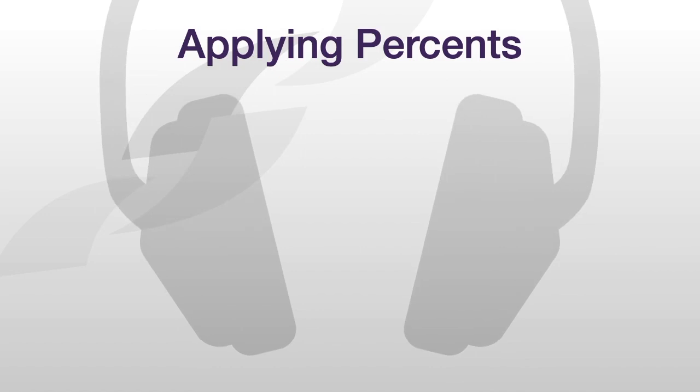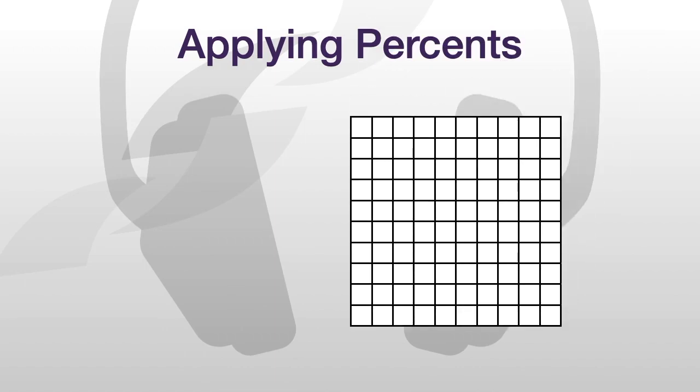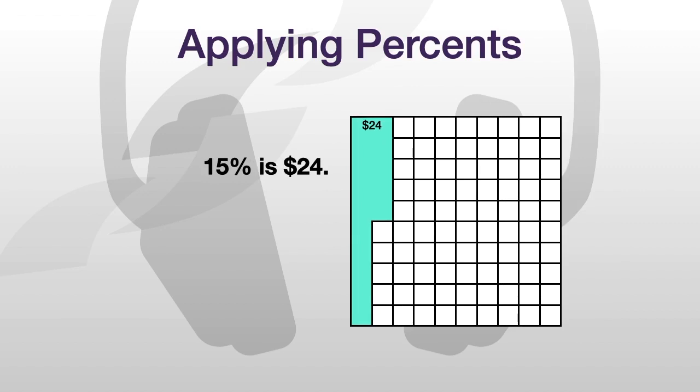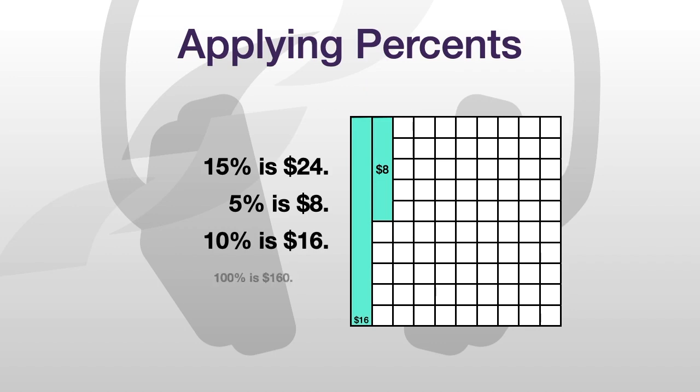The 100 grid represents the whole, the original price of the headphones. This part represents the discount, 15% or $24. 15% is made up of 3 rectangles of 5%. So each of these rectangles represents 1/3 of $24, $8. 2 of these rectangles make 10% or $16. If one column represents $16, then 10 columns represents $160, the original price of the headphones.